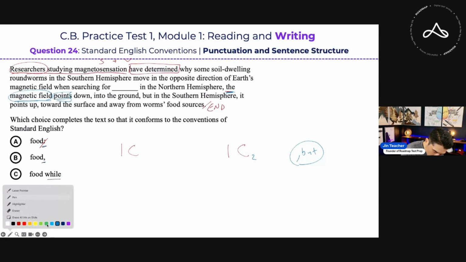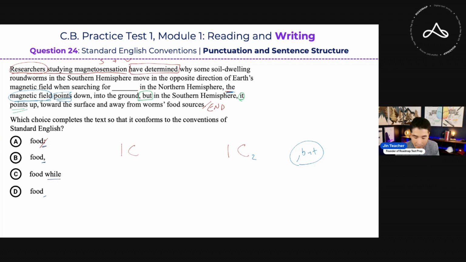I actually have 3 independent clauses in the sentence, right? And the third one is separated from the second one, right, with a comma and a FANBOYS word. Okay. The third independent clause: it is my subject, points is my verb, it points up is my complete sentence, right? So I actually have 3 independent clauses, not 2. Okay. But you really have to just look at these 2 here. You have to notice these 2 independent clauses, and you have to have the proper punctuation to separate these 2 independent clauses, right?